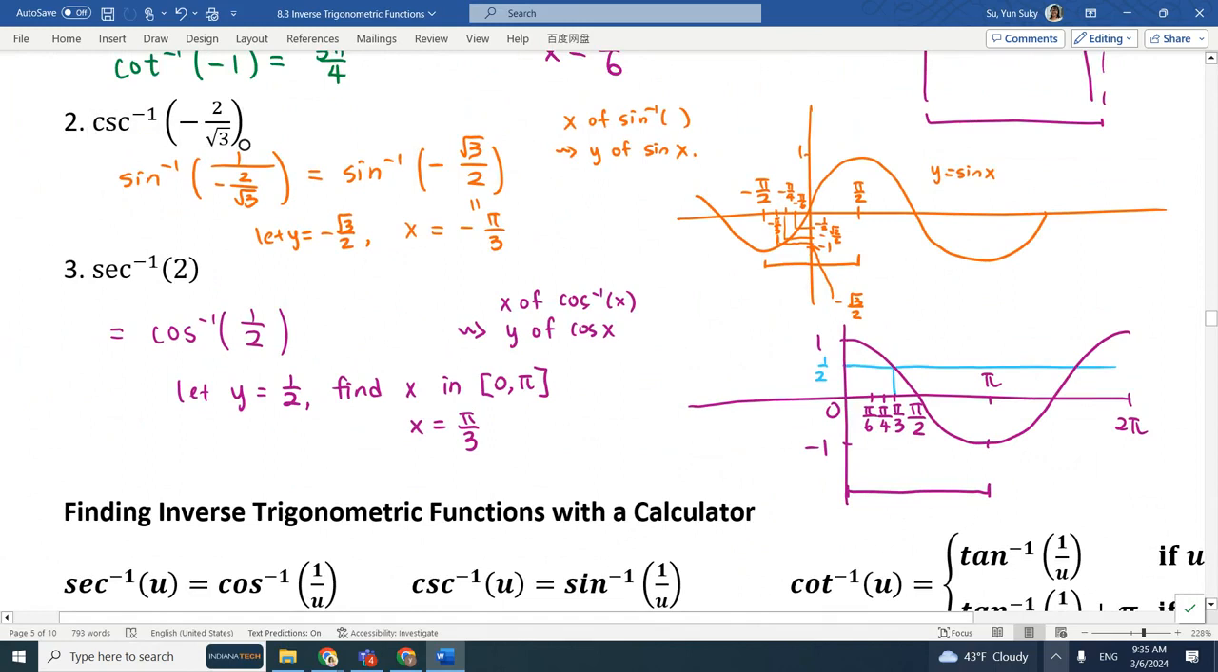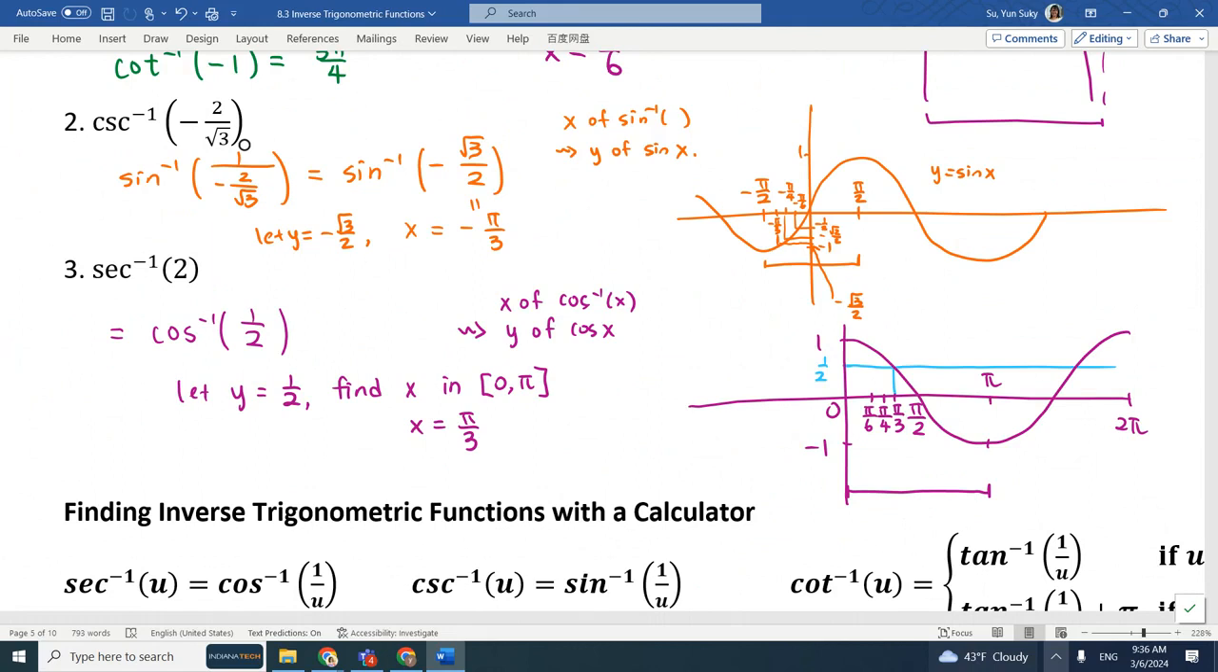So first, what do we do? If you see arcsecant, express this in terms of arc cosine, and it's 1/2. Then we draw the graph of cosine, and the x, the input of the arc cosine, corresponds to the output, the y of the cosine. This is the property of inverse function. Yes, everybody? So we said the y is 1/2, and you want to find what is the corresponding x. Therefore, we find this point, the corresponding x is right here.